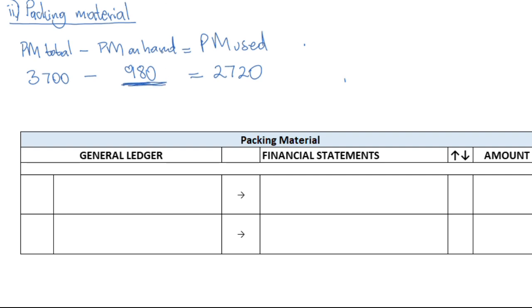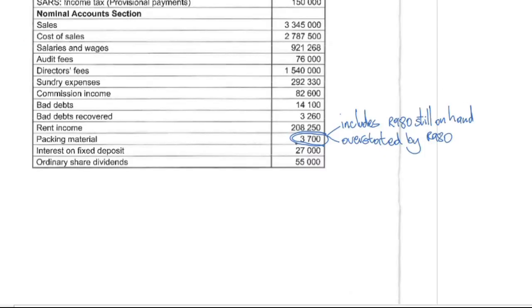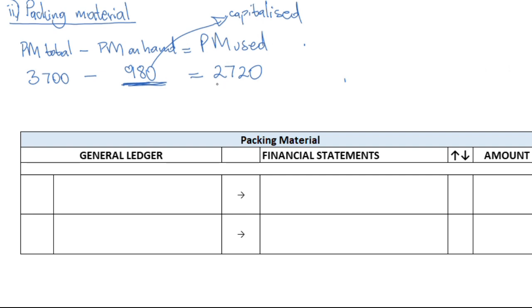This packing material on hand will be capitalized and will only be recognized as an expense in the financial year when it is used. So to reflect this adjustment, we need to reduce our packing material from 3,700 to 2,720, which is the correct amount. To do this, we credit the packing material account with 980 rands because packing material is an expense and expenses decrease on the credit side.